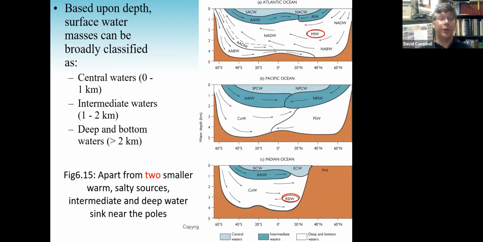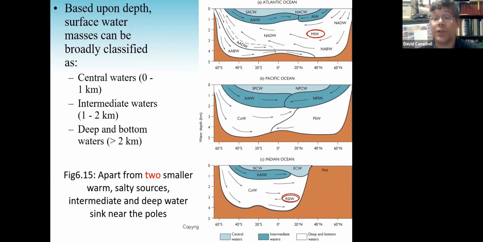So we can recognize different major water masses in the ocean. The central waters refer to the shallow waters in the middle of the ocean. This includes our surface and pycnocline zones that we talked about before. And then we have intermediate waters, which are somewhat colder, denser underneath that, and deep and bottom waters that are the typically quite cold waters down in the deepest parts of the ocean, below about 2 kilometers.